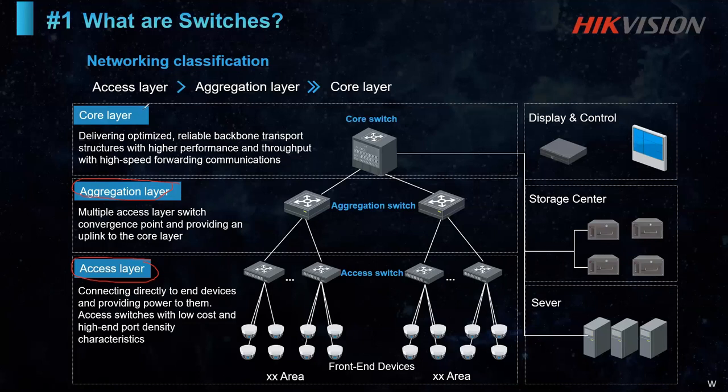Going to the core layer, as you can see, every aggregation switch has been connected to this core switch. So normally this core switch is a switch with higher performance and higher throughput, and this helps deliver optimized and reliable backbone transport in the network.